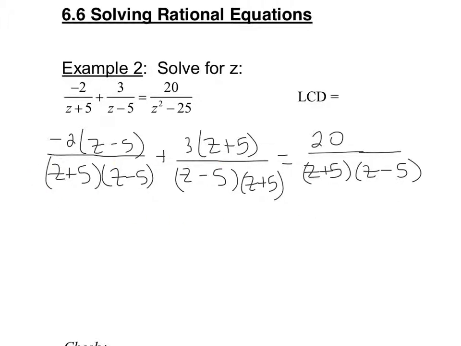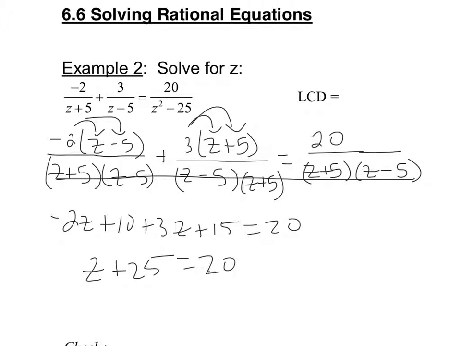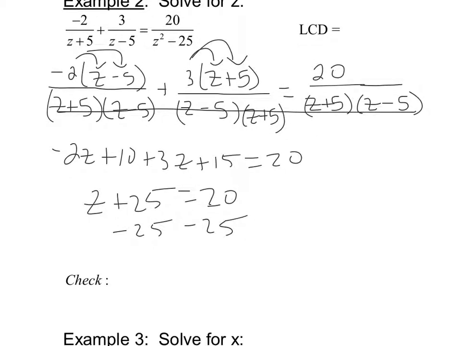What we would do then is multiply by that denominator, and it just cancels everything out. So now distribute. So you have negative 2z plus 10 plus 3z plus 15 equals 20. Combine like terms, you get z plus 25 equals 20. Subtract 25. You get z equals negative 5.